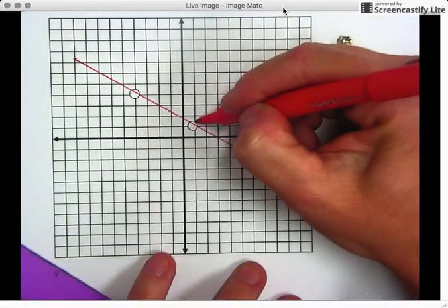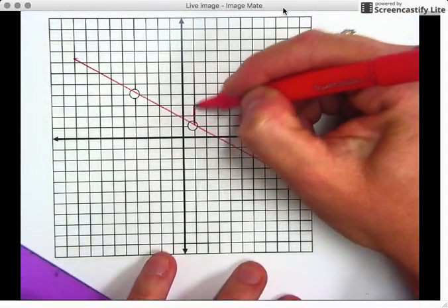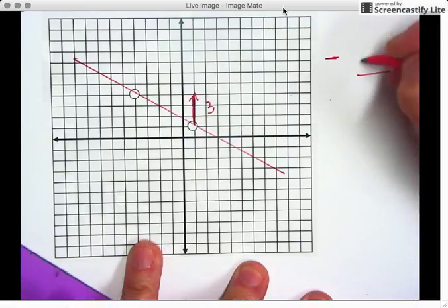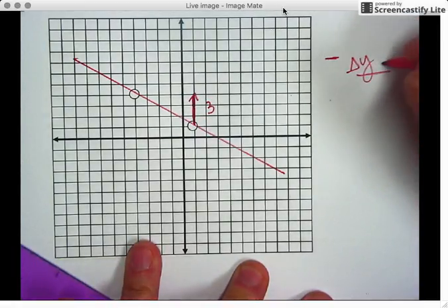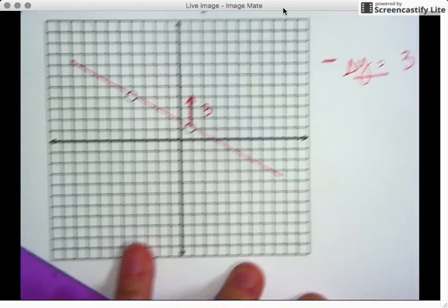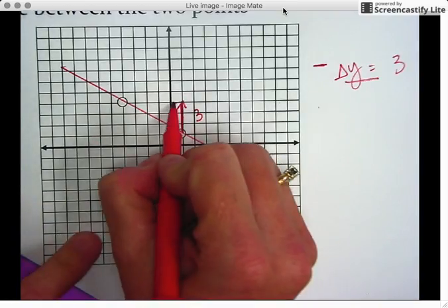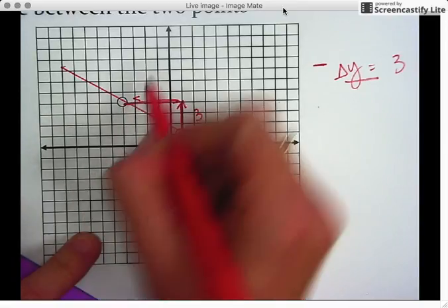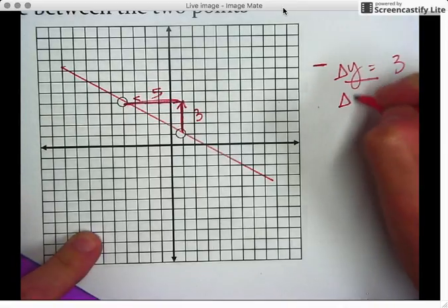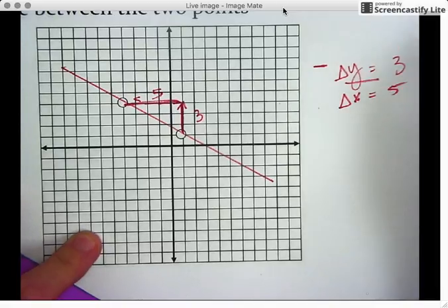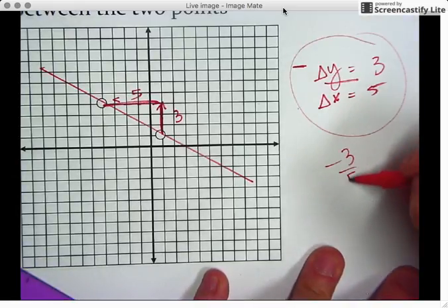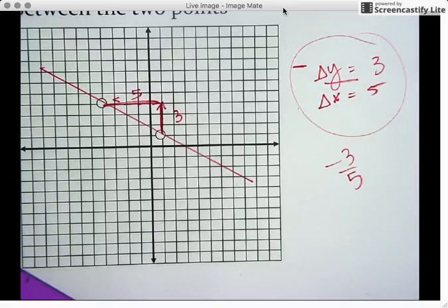The up and down is 1, 2, 3. You can see this is 3 units. That's the change of y, which is 3. And then the change of x, 1, 2, 3, 4, 5. We're going this direction, 5. The change of x is 5. This whole answer, when I put all this stuff together, is negative 3/5. All right, let's move on to another example.